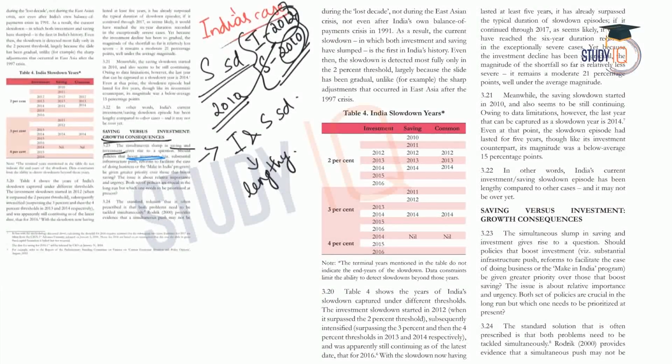But how to address this issue? The relative importance and urgency must be taken into consideration. Which one needs priority? Which one can revive the economy in the short term and in the long term? Accordingly, policies should be taken. We can say that in the case of India, what needs short term attention is the investment slowdown. Investment can boost growth in the economy, and this requires prioritization in the short term at least.